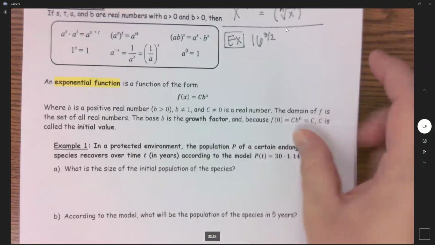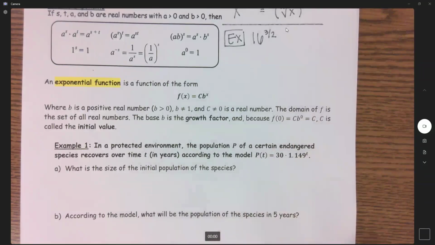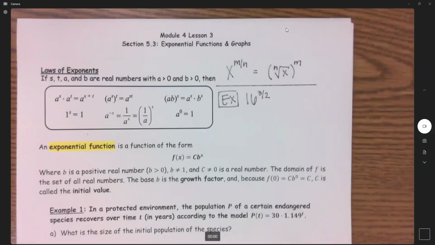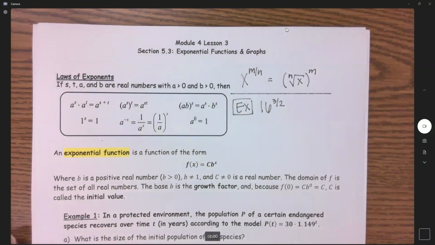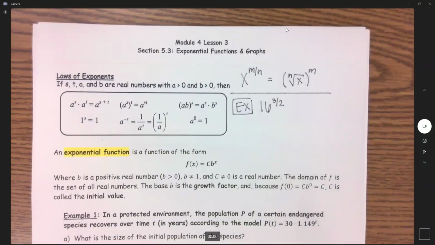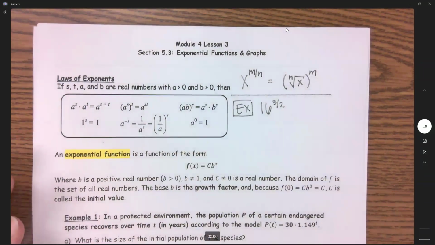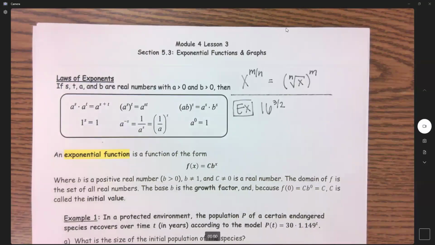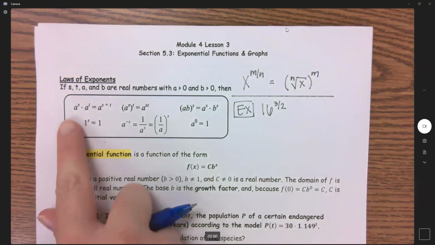Now, before we get into these learning objectives, let's review really quickly our laws of the exponent, or our exponent rules. We don't need all of these for this unit, but it is a good thing to have as you go further on your math studies.